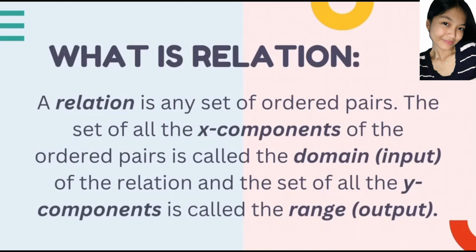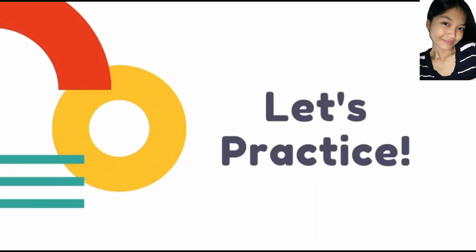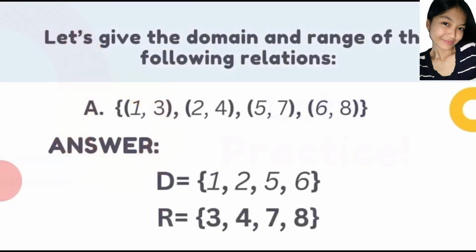Now that we have defined the meaning of relation, let's have a practice. Let's give the domain and range of the following relations. In letter A, these are the numbers provided: 1, 3, 2, 4, 5, 7, 6, and 8. The answer is also provided. D stands for the domain or the input. R stands for the range or the output.